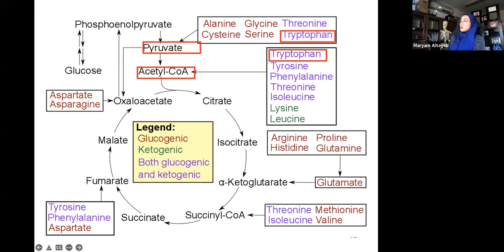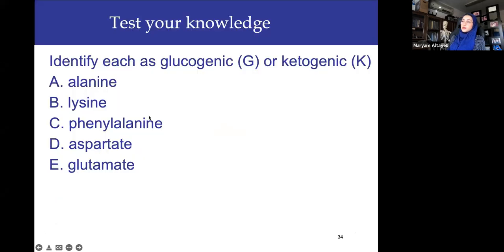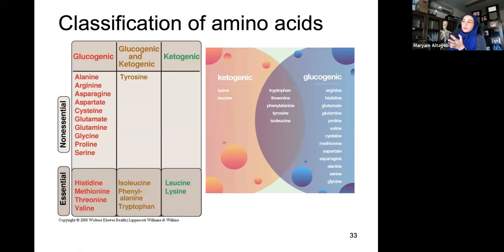Okay. And again, remember, lysine, leucine can be converted into acetyl-CoA, so they're exclusively ketogenic. And these are the images that Dr. Raja included for you guys. Now, let's practice. We said lysine, leucine are exclusively ketogenic, right? And we said our mnemonic is FIT, so phenylalanine, isoleucine, threonine, what else? Tyrosine, tryptophan, okay?